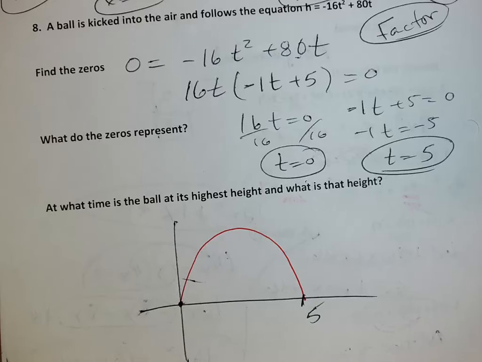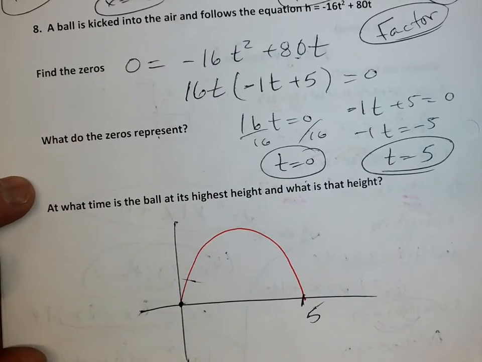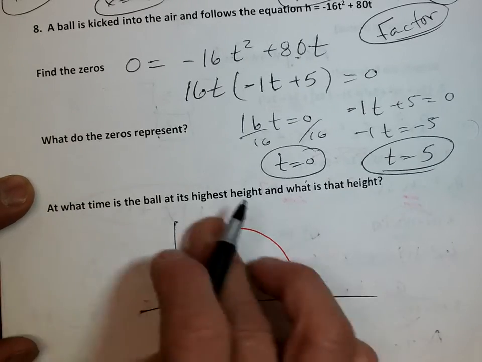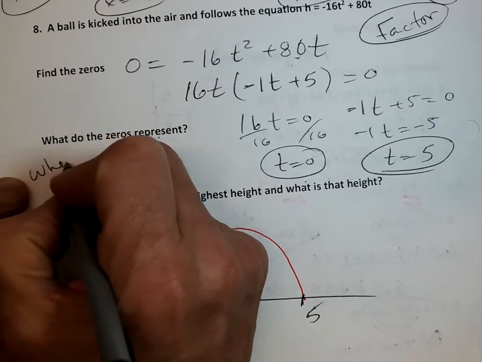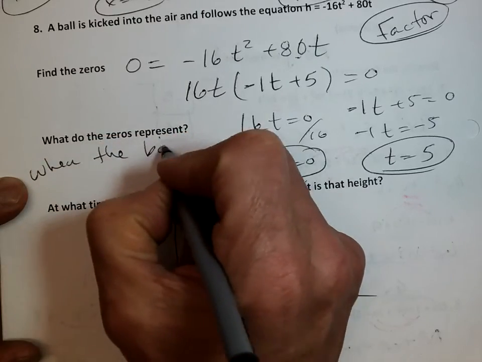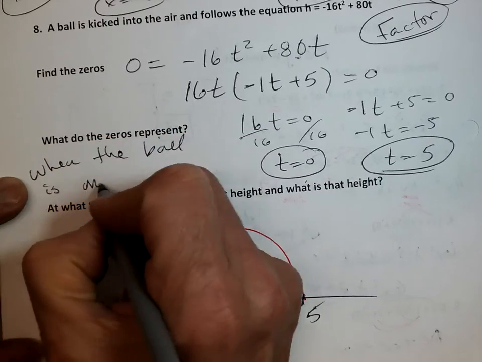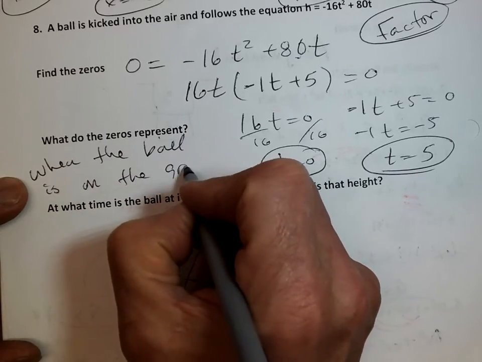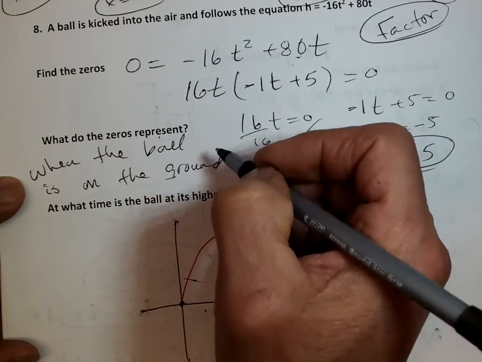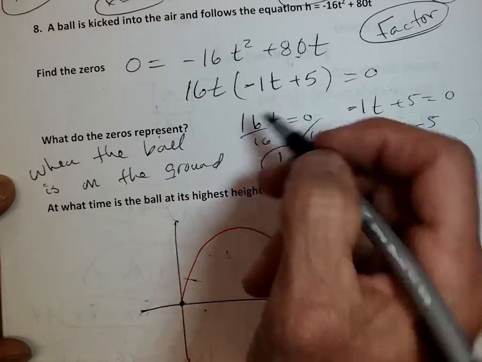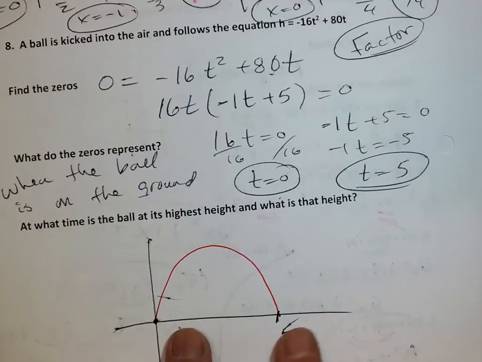So what do the zeros represent? In words, I want you to use words. What do these numbers represent? In words, what words would you use? Yeah, it's just when the ball's on the ground. You said it so much better than I did, but I'm just going to say it is when the ball's on the ground. You guys okay? What are these zeros? When the ball is on the ground. Thanks, Lauren. And then if you want to use better words than me, I like that, okay? Yeah, basically, isn't that it? These are the numbers of when the ball's on the ground, okay?